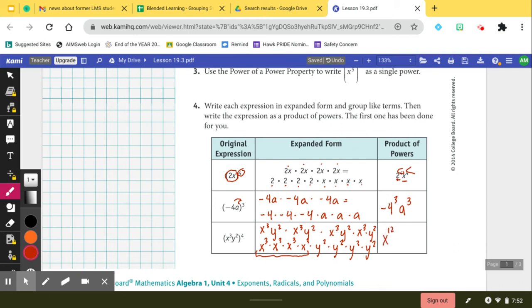And then each of those y squareds would be written out as y times y, so that would be y to the 8th power. So really we're raising each of these terms to another power, which we just saw. We would then multiply our exponents. So x to the third raised to the fourth, that would be x to the 12th, because 3 times 4. And then y squared being raised to the fourth, that would be 2 times 4, so y to the 8th power.